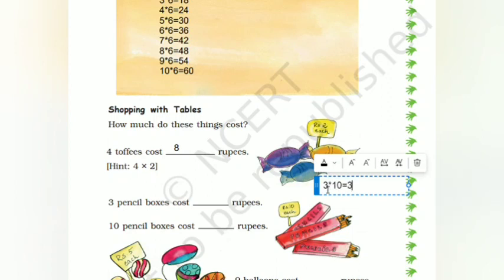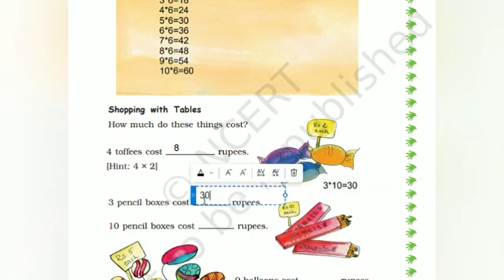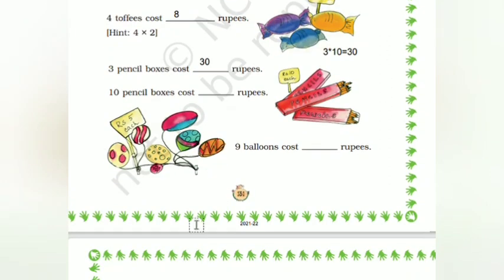Okay. 3 pencil boxes cost. Each pencil box is 10 rupees. So what will we write? 3 times 10. What will that be? 30. Each is having how many rupees? 10 rupees each. So 3 will cost 30 rupees. 10 pencil boxes cost. Each is having how many rupees? 10 rupees. So 10 times 10, that is equal to 100.